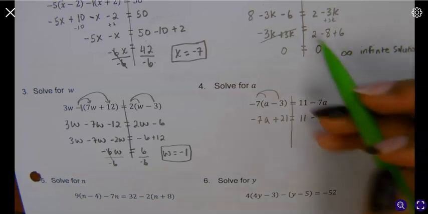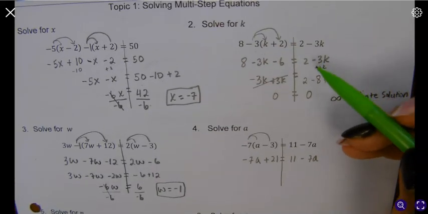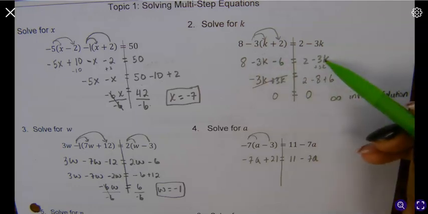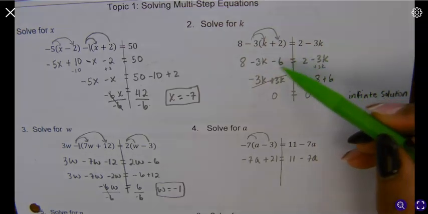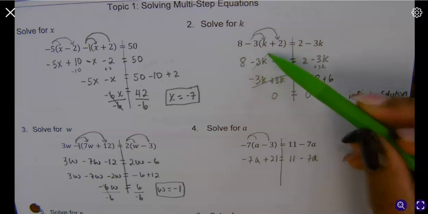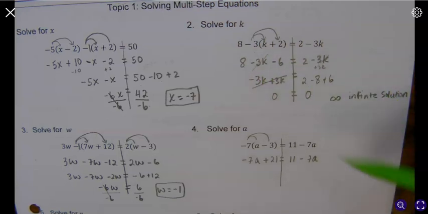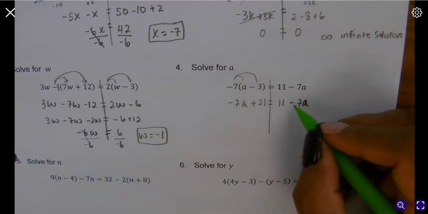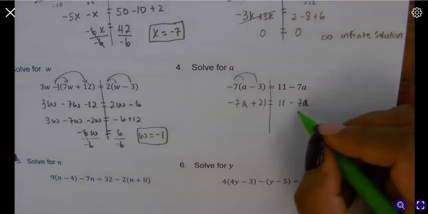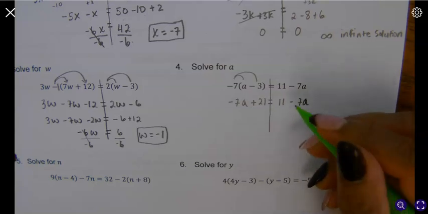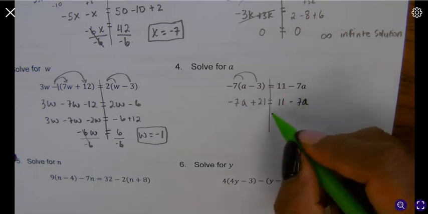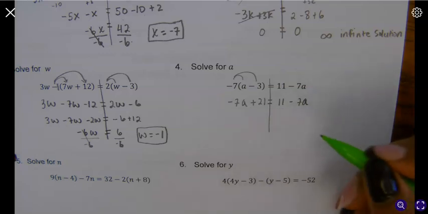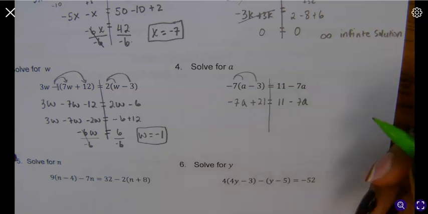Alright, one thing I wanted to show you, if I go back up here and I see the negative 3 and negative 3 on both sides of the equal sign, I could have actually just done that. I could have just taken it out and then gone from there. So you can do the same thing here. If you see the same thing on both sides, you can just take them out. And then you're going to have 21 equals 11, which is no solutions.